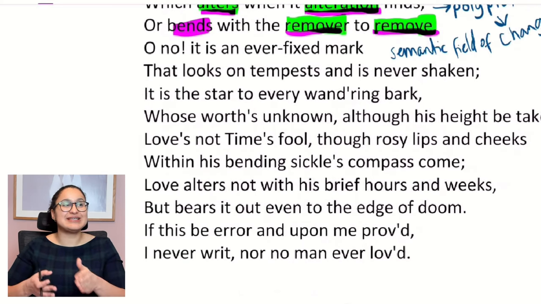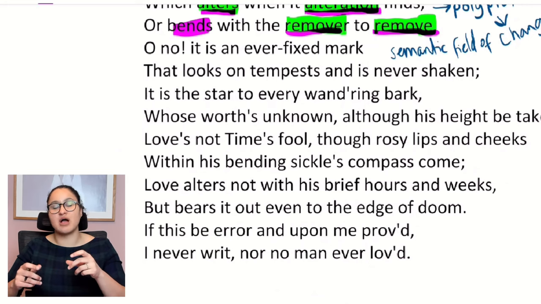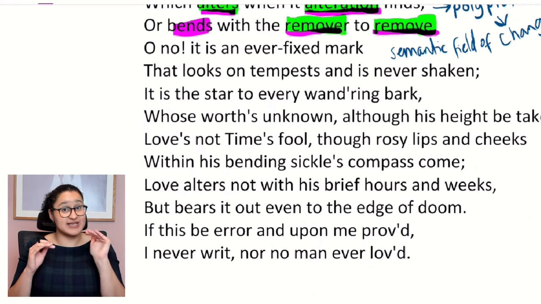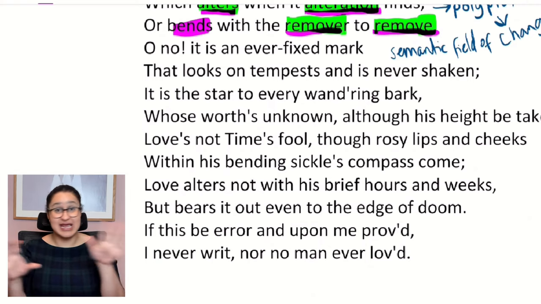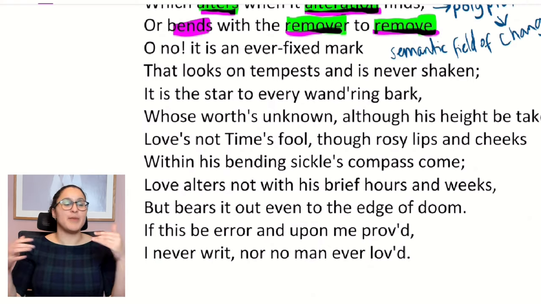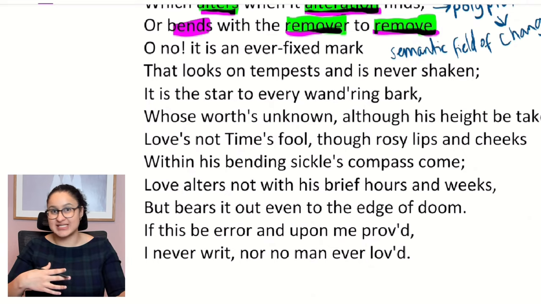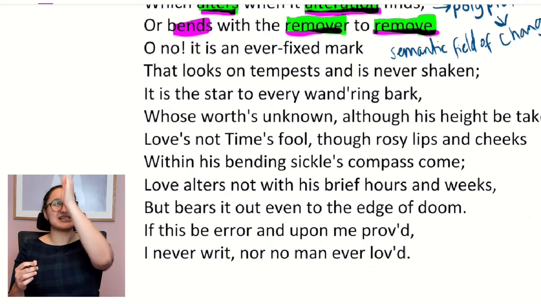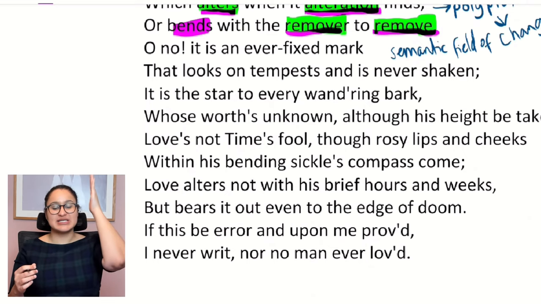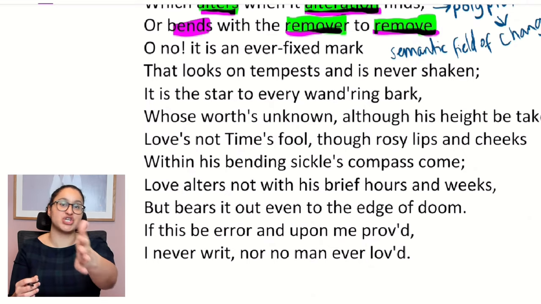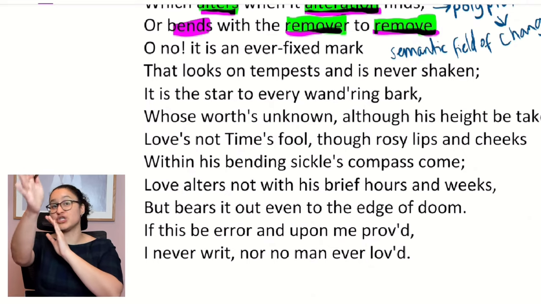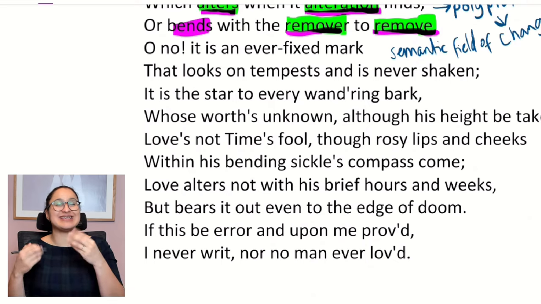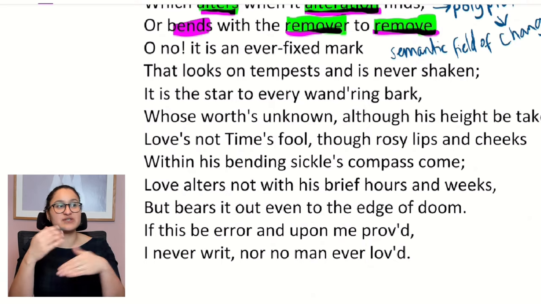So, it is an ever fixed mark. Ever fixed mark is like a navigation reference. Thinking of, and I do not profess to be an expert on sailing in any way here, so bear with me, but back before any kind of advanced tech in the 16th century, that ever fixed mark could be that star in the sky that sailors can use to guide their ship, because they know, if that's the North Star, head that way and I'm going north, right? So it's a sailing reference. And we have that metaphor continued.